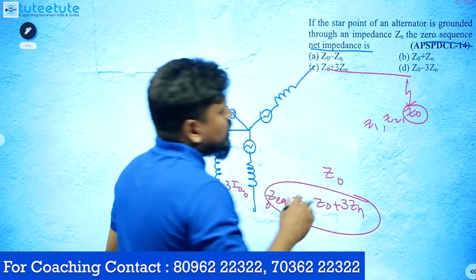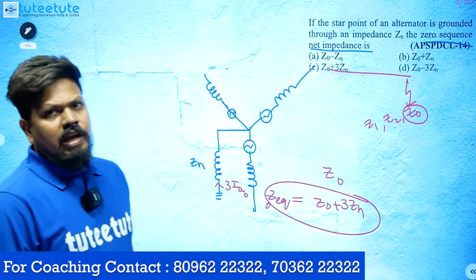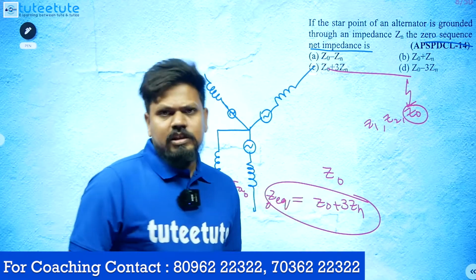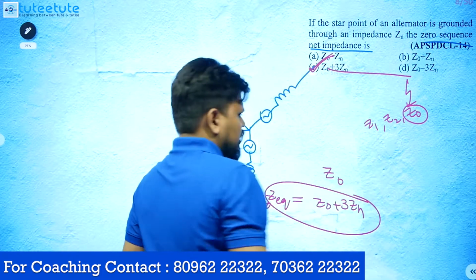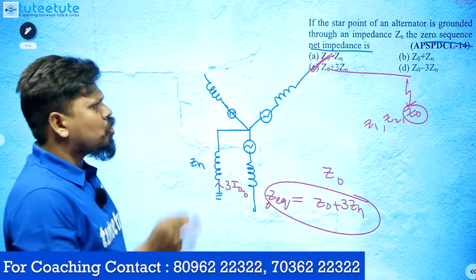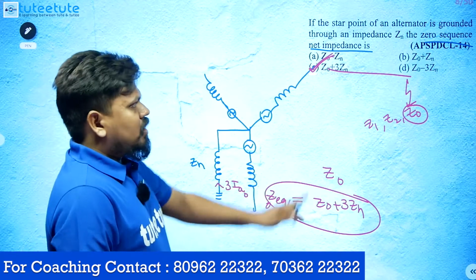Once you understand fault analysis, at that time you will see this model, so we have to answer directly: Z0 plus 3Zn, that's it. You should not waste more time on this type of question, otherwise you will get confused.